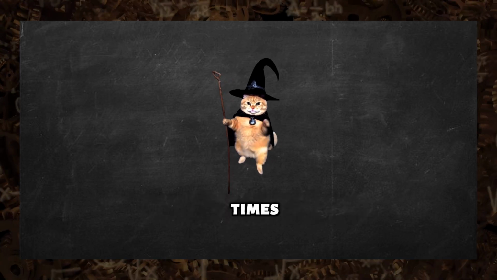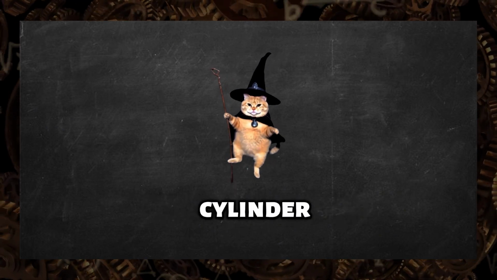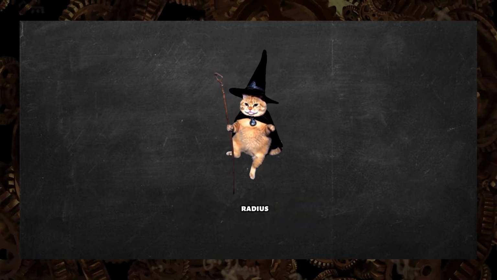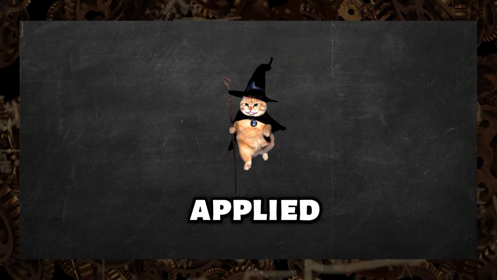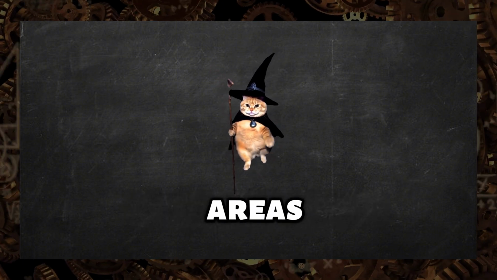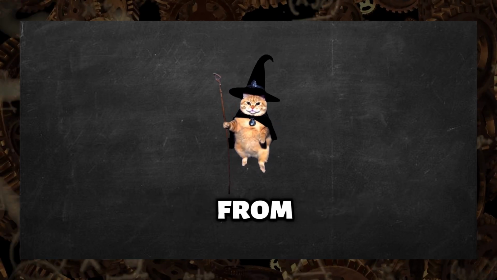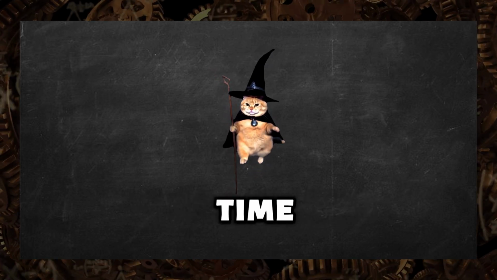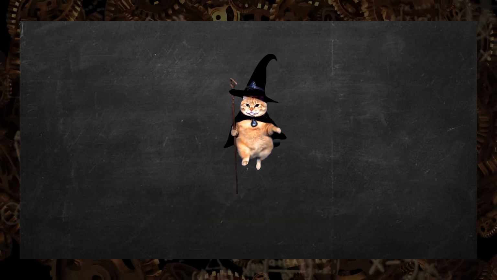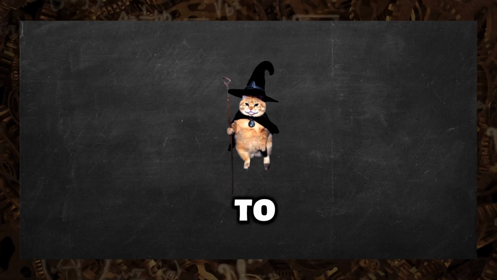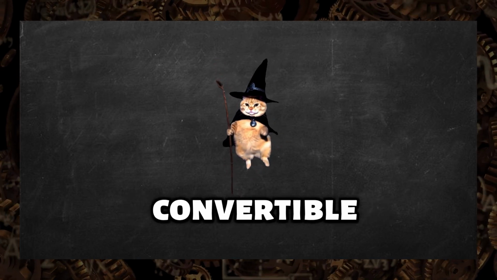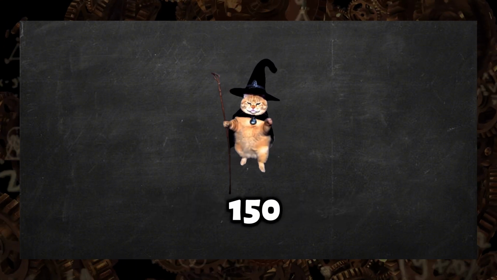Rectangular prism: length times width times height. Cylinder: pi radius squared height. Sphere: 4/3 pi radius cubed. Applied in contexts like calculating room paint needs from wall areas or tank capacities from volumes. Time measurement involves intervals, elapsed as end minus start, like a task from 9 a.m. to 11:30 a.m. lasting 2 hours 30 minutes, convertible to minutes as 150.